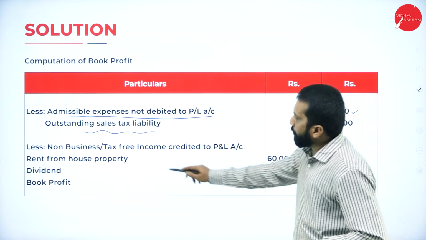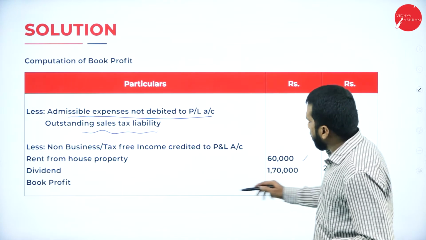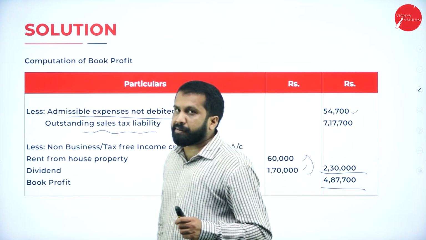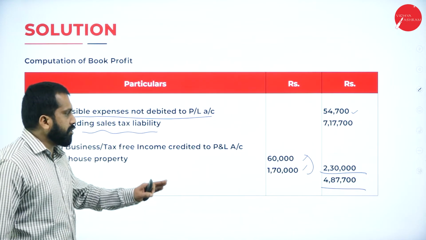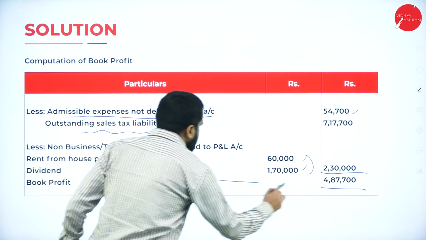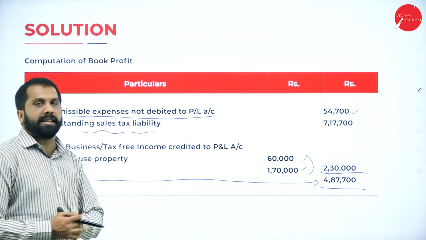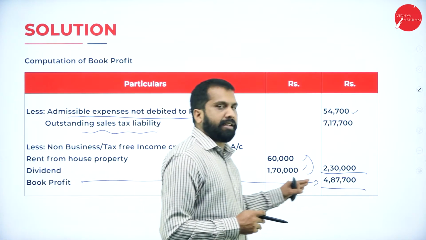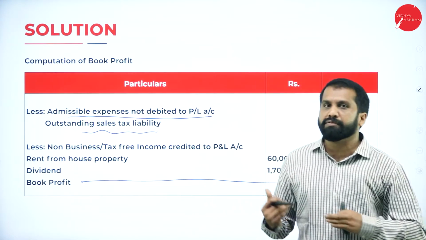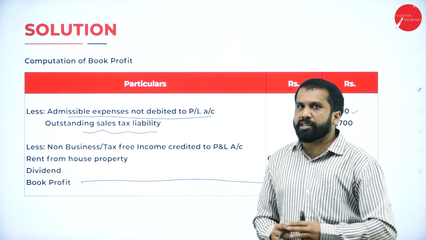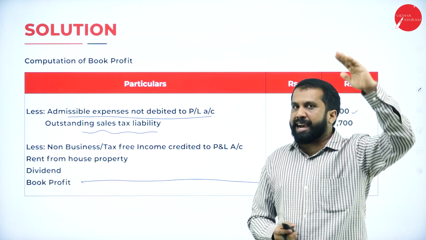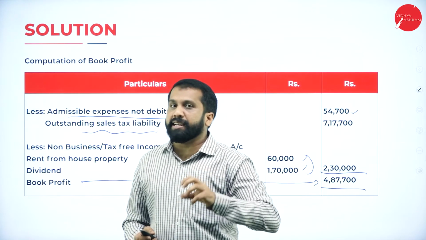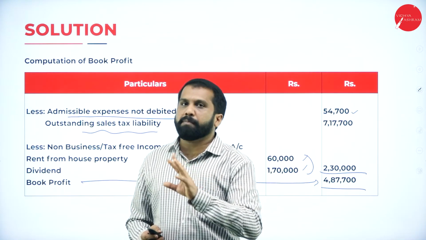Along with that, we have rent from house property, dividend. All put together, if you minus, you will get 4,87,700. How much you will get? Your book profit is 4,87,700. Easiest one. If you work out, you will feel that easily you can score 15 marks from this topic. Nothing changes. Only take your net profit, add all inadmissible expenses, minus all admissible income, and income of other head, you will get your book profit.